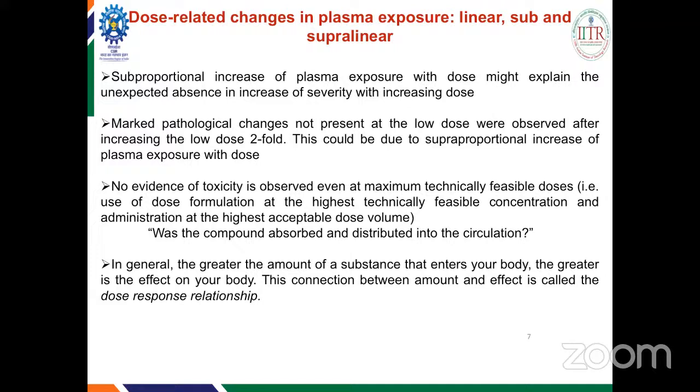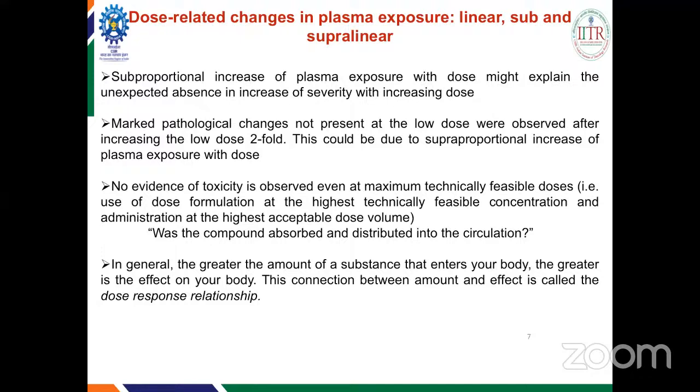So we have increased the dose slightly, and suddenly there are huge changes, very significant toxicity. What could be the reason? This could be due to a supraproportional increase of the plasma exposure with the dose. We can see this kind of effect when we increase the doses, because if the plasma concentration increases more than the dose increase, it could lead to a toxicological effect which may not be seen at lower doses. So if you have the kinetic understanding and the relationship of dose to exposure, you can understand what might be happening in the in vivo scenario.